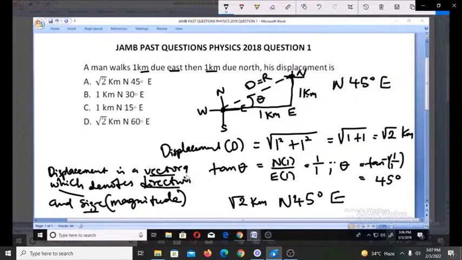Displacement is a vector quantity which has direction and size. So this is the right answer.